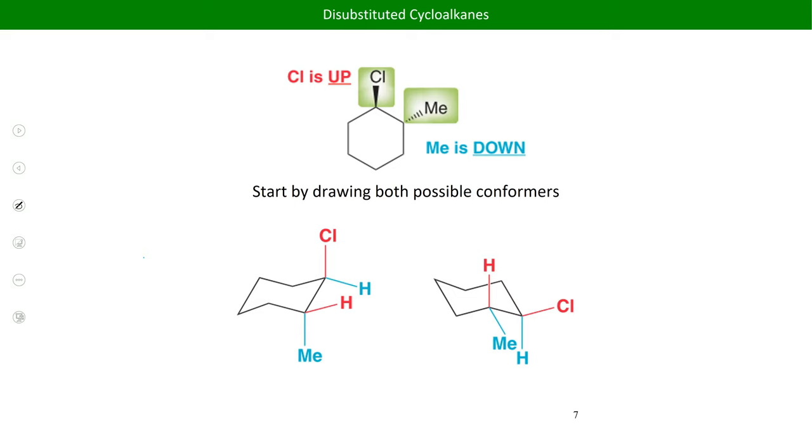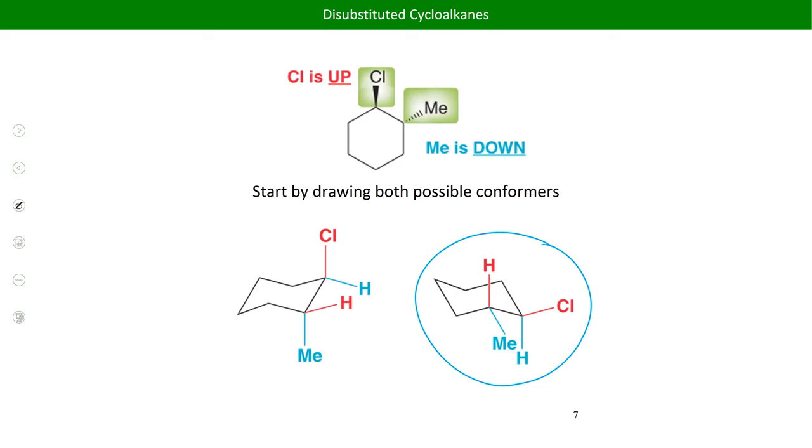The one on the right. Because they're both equatorial, right? Sorry, they're both axial on the left and they're both equatorial on the right. So this one is the more stable, not just because the chlorine's equatorial, but because the methyl is also equatorial.